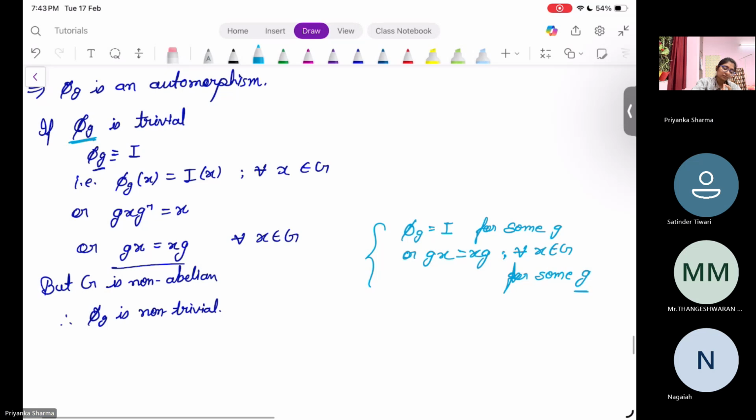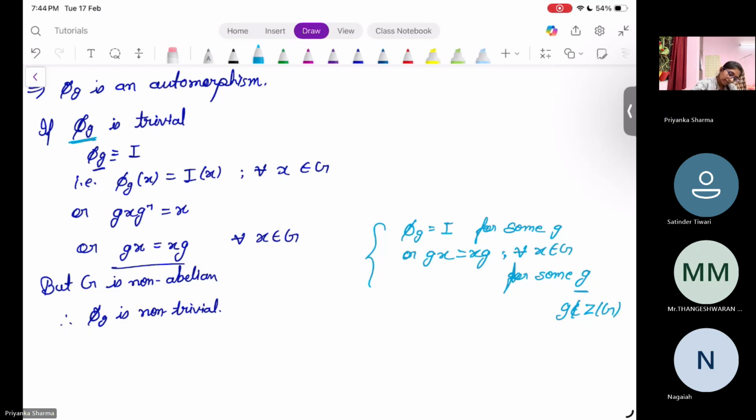And if you are aware of the concept of the center of a group, then you need to exclude this g from the center of G also. Center of G means the collection of those elements which commute with every element of G. This is basically a part which is abelian.